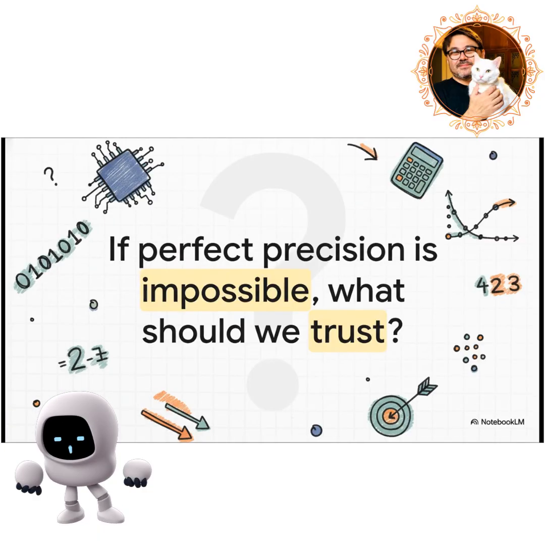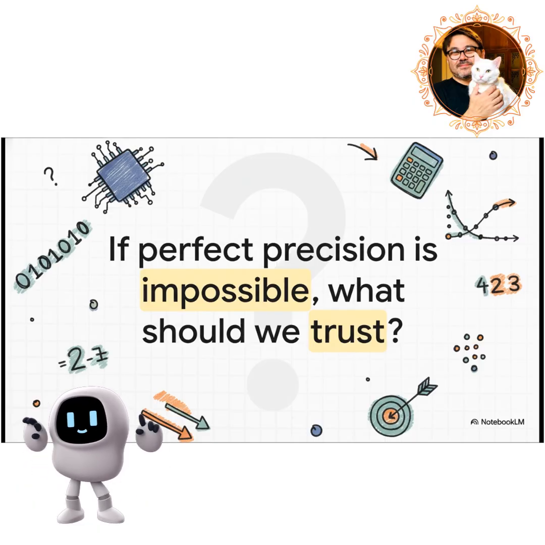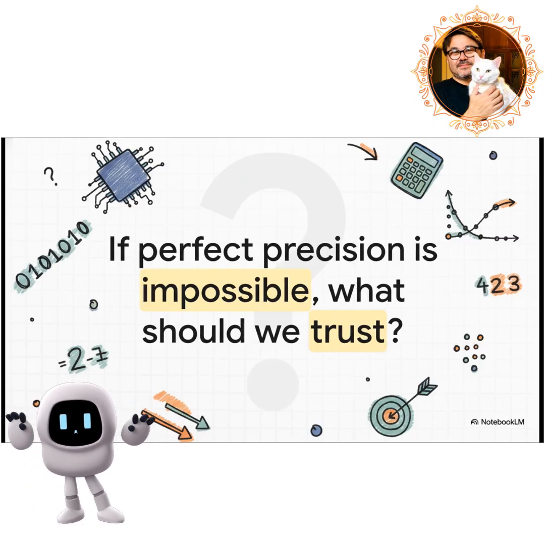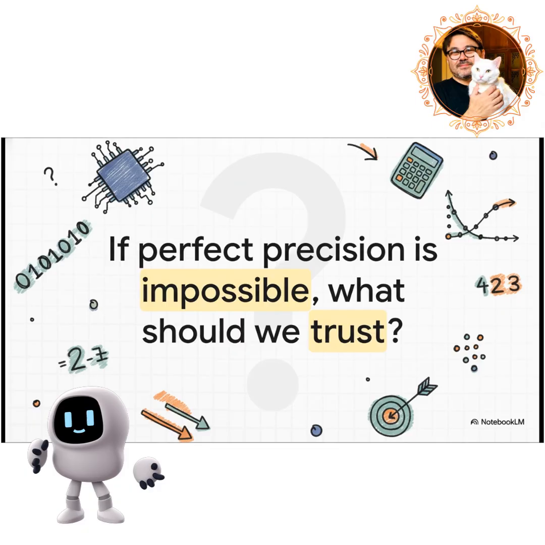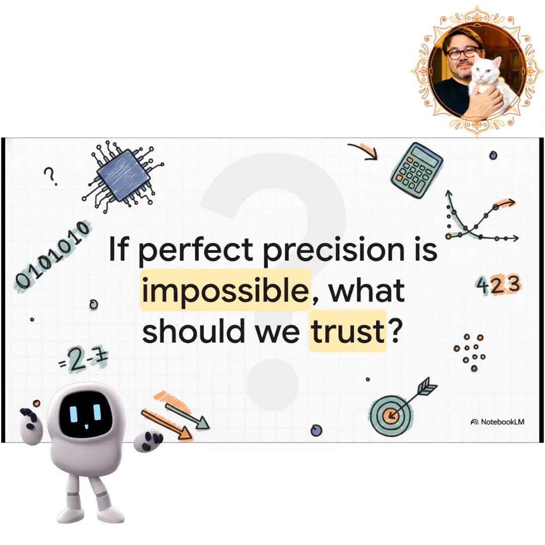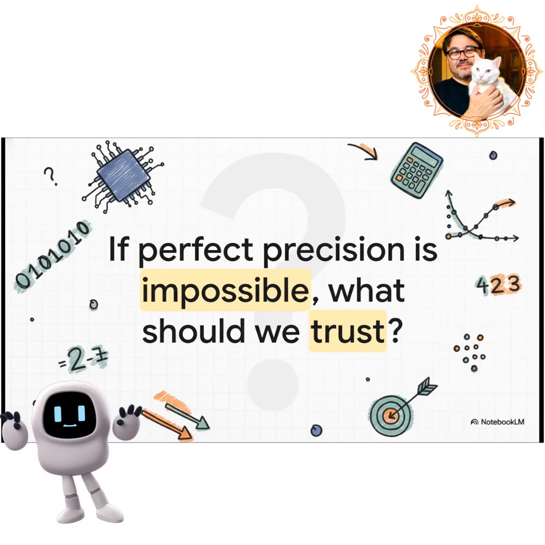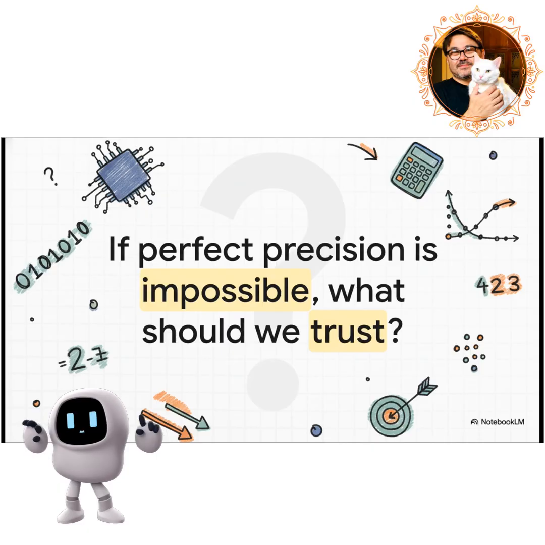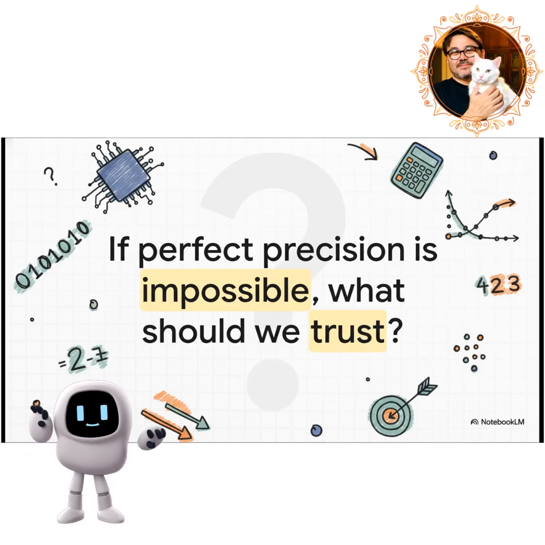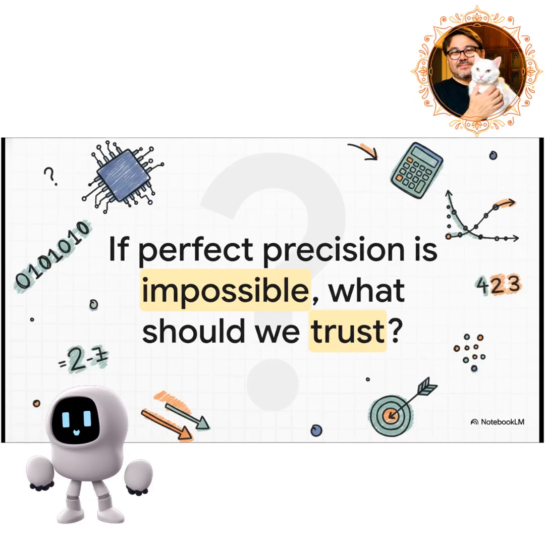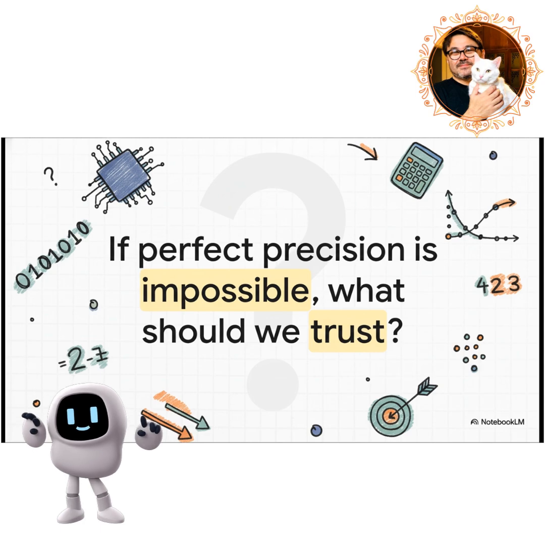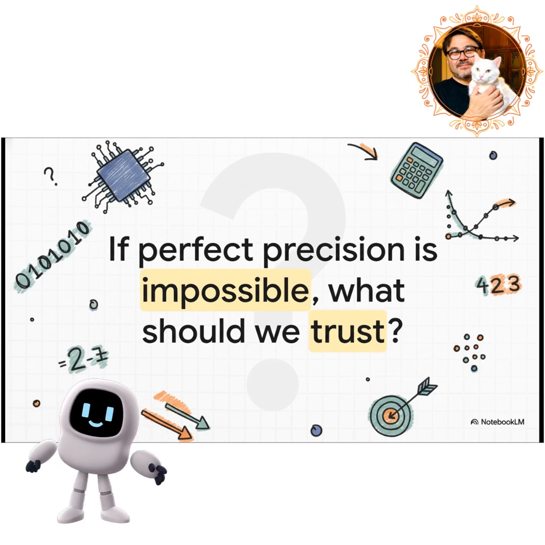And so we're left with this big, provocative question to ask ourselves and our students. If perfect precision is impossible, even for our most logical machines, then what should we trust? Maybe the lesson here is that trust isn't about finding perfect, flawless answers. Maybe true trust comes from understanding the limits of our tools, from embracing approximation, and from learning how to reason with wisdom and humility in what is, after all, a beautifully imperfect world.